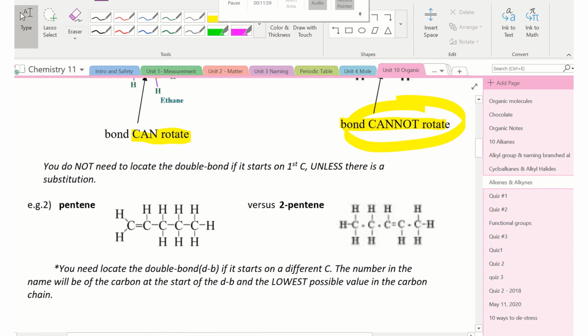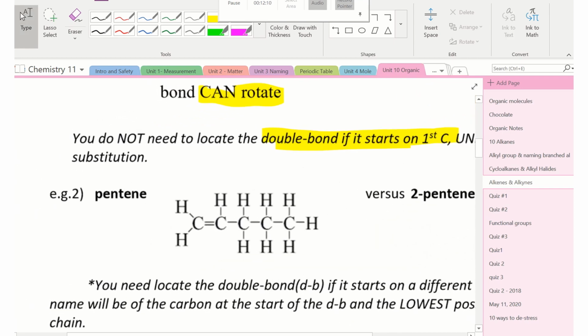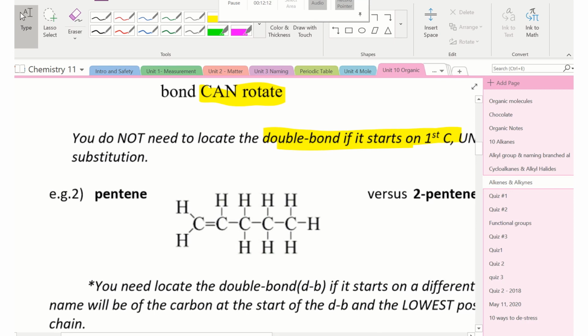Here, one of the rules is if the double bond starts on the first carbon, you do not need to name it. So for example, this example 2 here, I have 5 carbons, right? So we have carbon 1, 2, 3, 4, 5 carbons. So this is a pentene because there's a double bond, and the double bond begins on the first carbon.